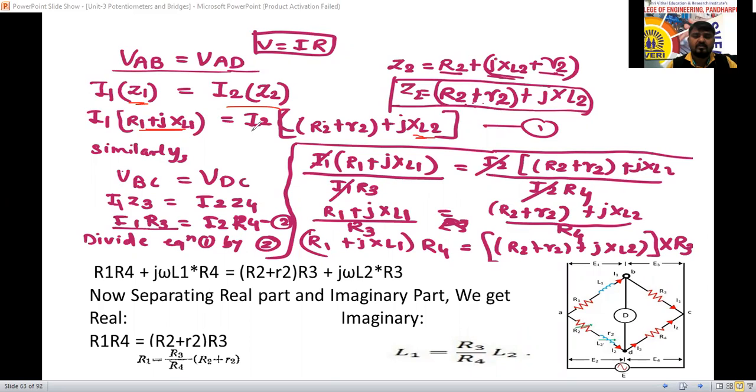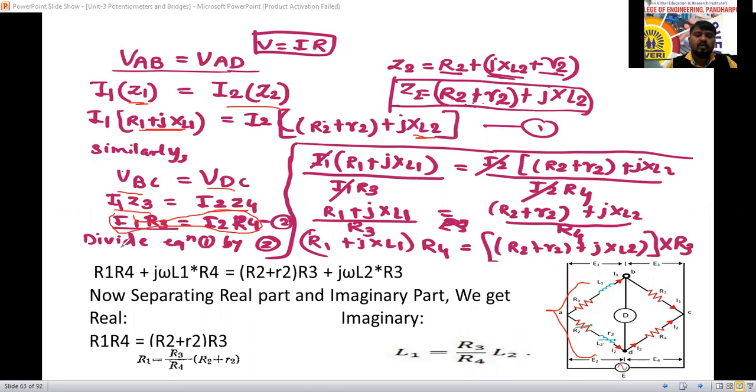This is one part, this side is done. Similarly, VBC equal to VDC. So VBC equal to I1 Z3, VDC equal to I2 Z4. So Z3 equal to R3, Z4 equal to R4. So this equation, I1 R3 equal to I2 R4, we will get. That is the second equation. This one you consider as equation number 1 and this one as equation number 2.